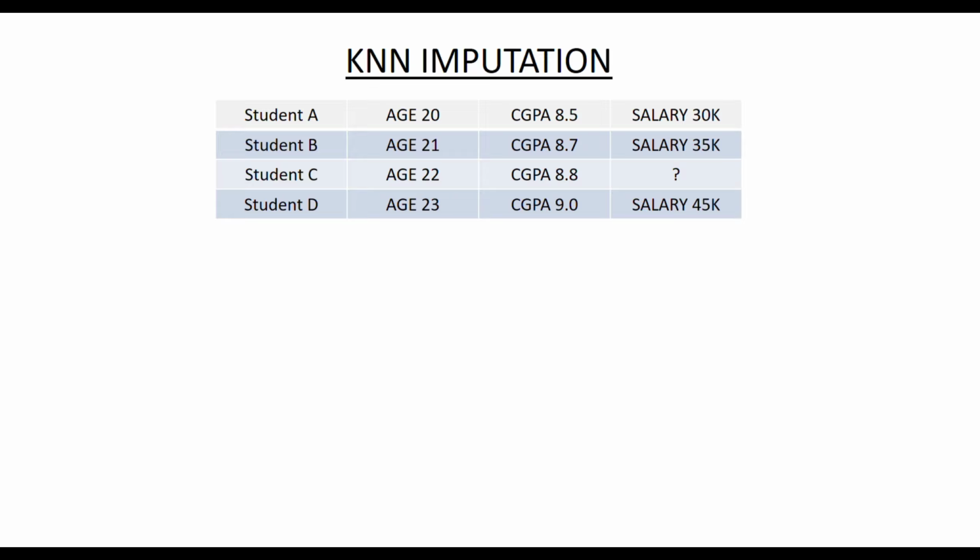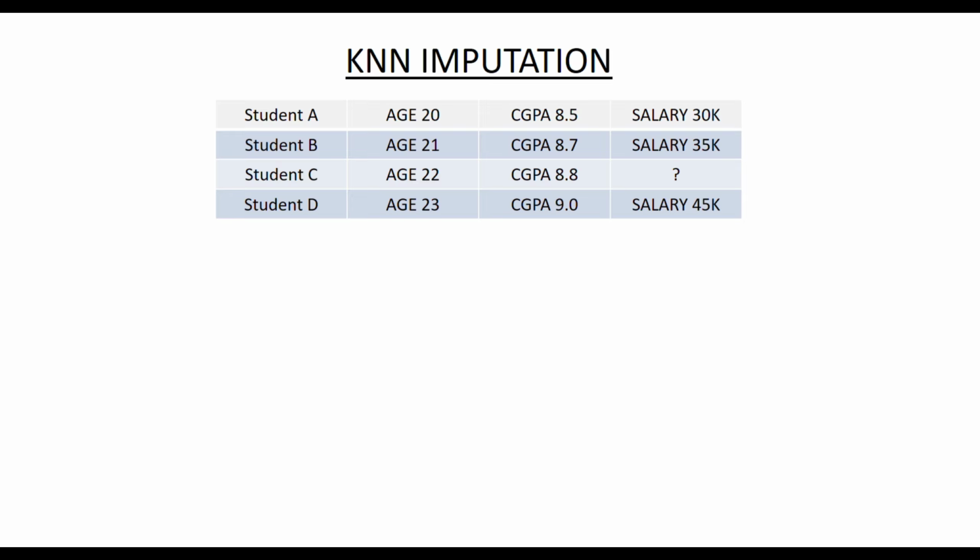Instead of replacing a missing value with the same value for everyone, we look for data points that are similar to the observation with the missing value. For example, suppose we have information about students including age, CGPA and salary like this. One student's salary is missing. Instead of simply using the average salary of the entire dataset, KNN looks for students who are similar based on the available features. It then uses the information from the nearest neighbors to estimate the missing value. This can be more accurate than simple mean or median imputation when strong relations exist between the features.